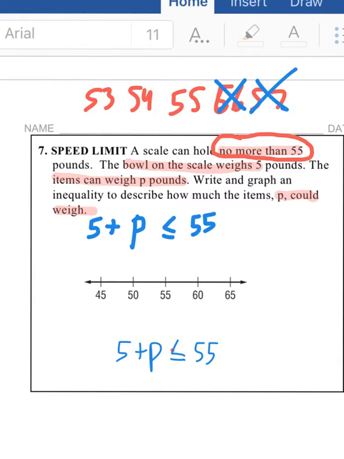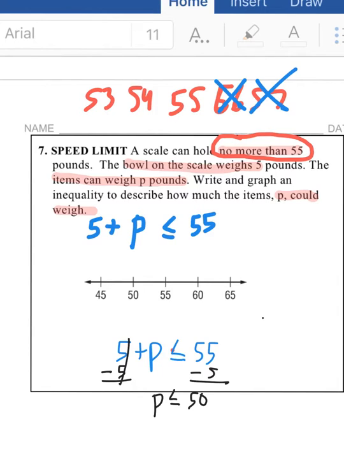Now what I want you to do first, if you haven't already done this, is pause the video, solve the inequality, and then restart it to see if you were right. Okay, go ahead. All right, let's see if you were right. So to get this p by itself, I have to subtract the 5 away. And I must do it to this side. Cancel, and I get p is less than or equal to 50. So that means the items have to be less than or equal to 50 pounds.